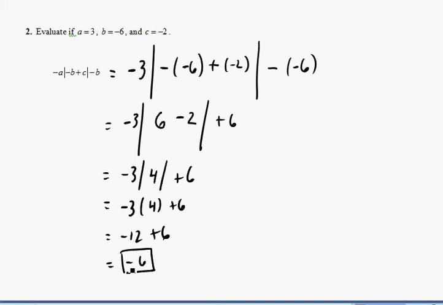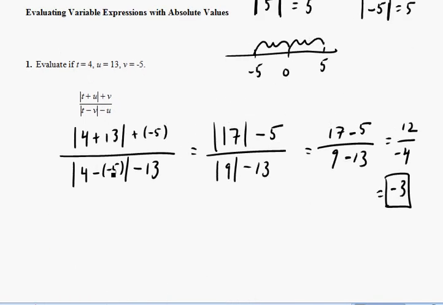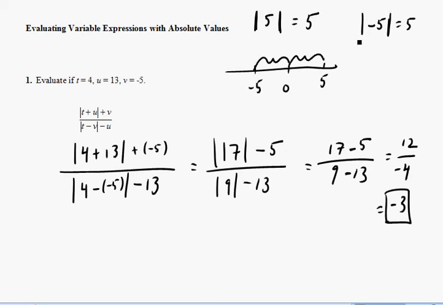So, when evaluating expressions with absolute values, first just substitute the values for the variables. Then follow the order of operations in simplifying. Recall that the absolute value of a positive number is positive, and the absolute value of a negative number is also positive. Also remember such rules of arithmetic as adding a negative is the same thing as subtracting, and subtracting a negative is the same thing as adding.